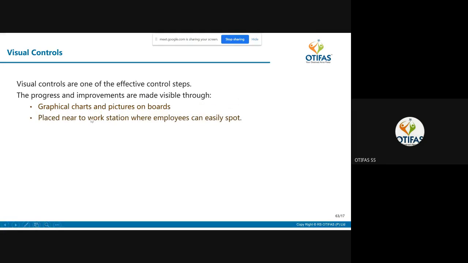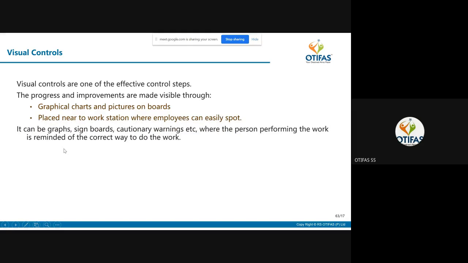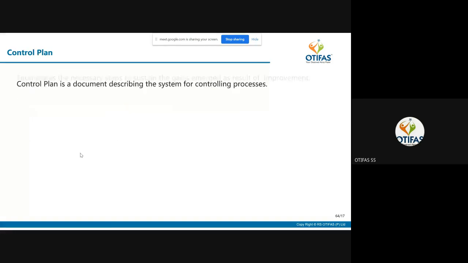It is just like graphical charts and pictures on boards placed nearby. A good factory will have very good visual control. If you visit a good factory, then definitely you will find all those things there. It can be graphs, signboards, cautionary notices. Because when a buyer comes and sees it, it gives a good impression that this company is really managing things well. Okay.